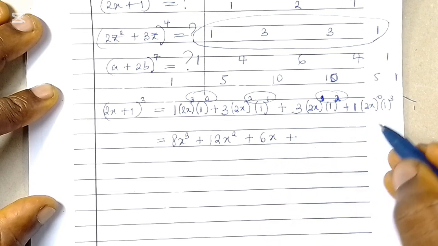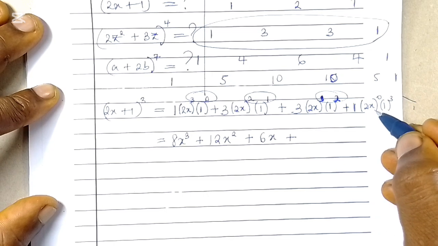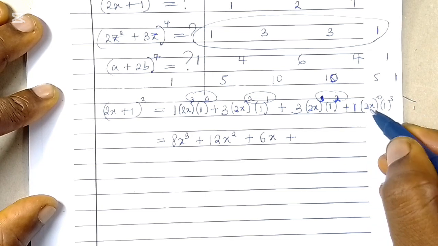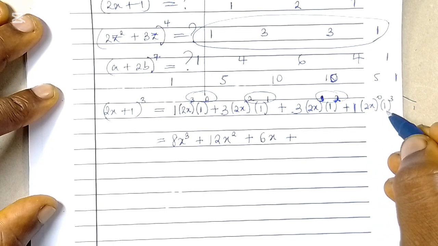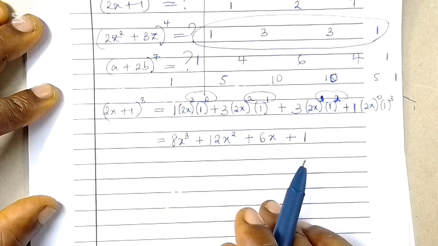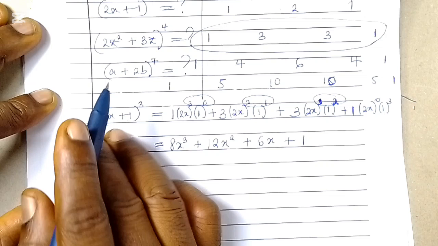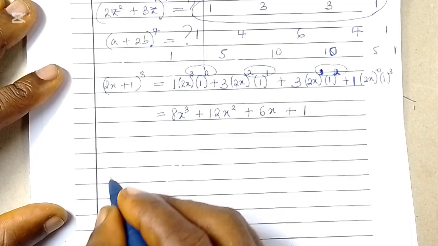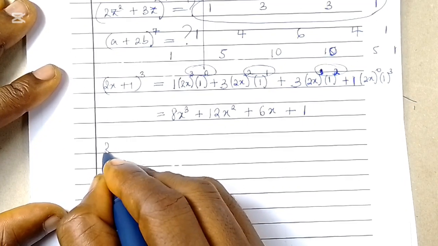Then you come over to the last. 2x raised to power 0. Anything raised to power 0 is 1. So, 1 times this 1 is 1. And 1 raised to power 3 is 1. So, you end up having 1. And that expands this particular problem using Pascal's triangle. Now, let's come over to the second problem using Pascal's triangle.